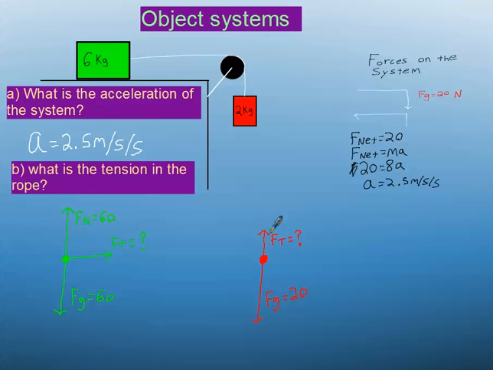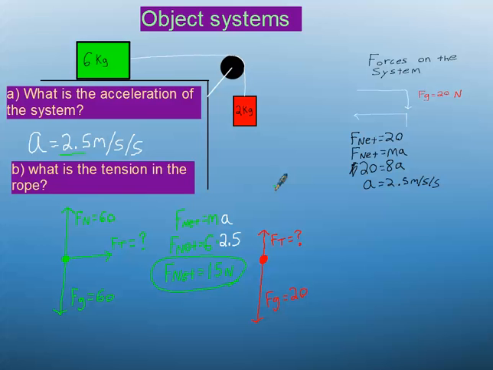If I draw separate force diagrams for each one, you end up with, on the green one, a downward force of gravity of 60, a normal force of 60, and a force of tension that we don't know. On the red one, you get a downward force of gravity of 20 and an upward force of tension that we don't know. But there's a really important cool fact here: the force of tension is going to be the same for both of these because it's the same rope that they're sharing. And we also have to our advantage the fact that we know the acceleration. Both of these blocks will have an acceleration of 2.5.